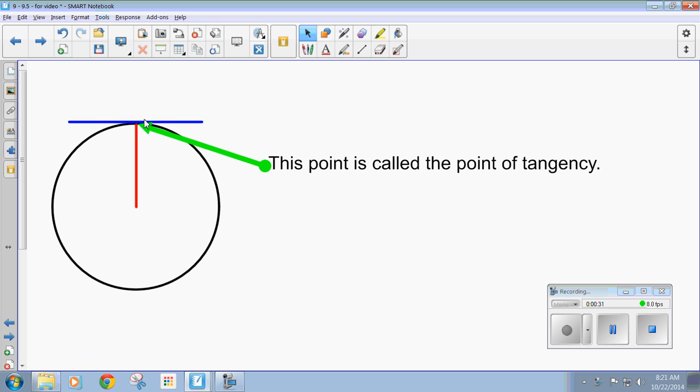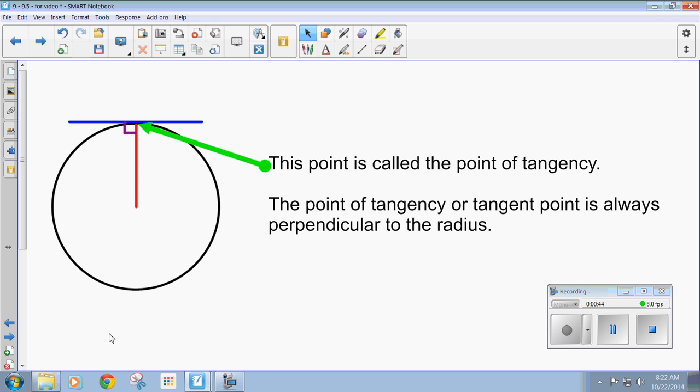This circle with the line on the outside now has a tangent. The blue line is the tangent line. The point right here, that singular point where it touches, is called the point of tangency. Because we were able to just slide that line outside, this angle has not changed. The point of tangency, or tangent point, is always perpendicular to the radius. Pause the video here and copy down these notes.